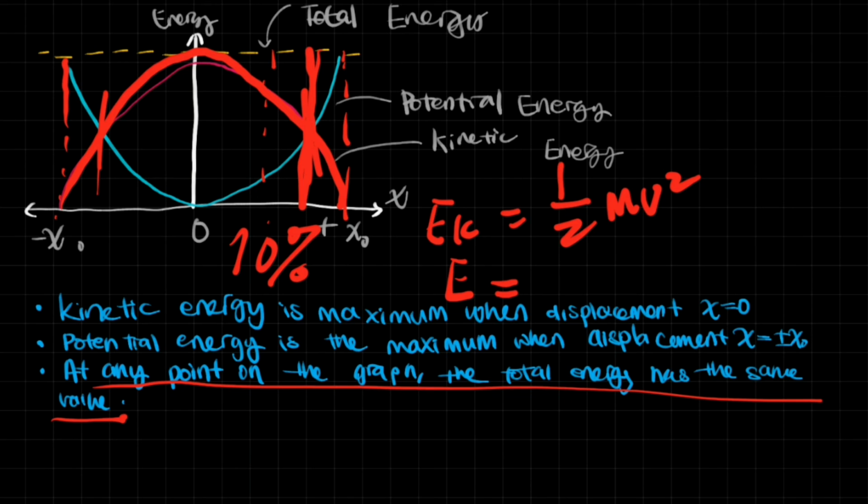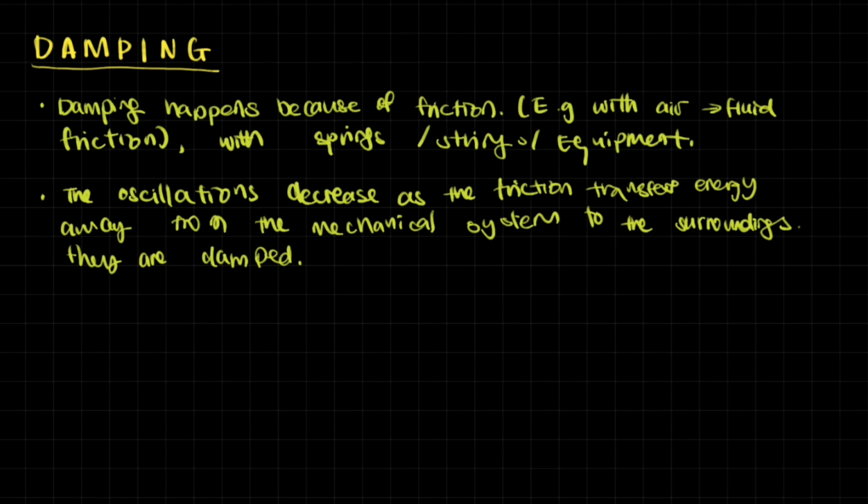And this is provided that there is no damping, which means that energy is not lost, and it's a perfectly oiled, no friction type of system, which, in real life, is impossible. In real life, you would have damping. So let's get into damping. Damping happens because of friction most of the time. For example, with air or fluid friction, or with springs or strings or the equipment when it's not well maintained. The oscillations decrease as the friction transfers energy away from the mechanical system to the surroundings, and they are damped, and usually it's made into heat.